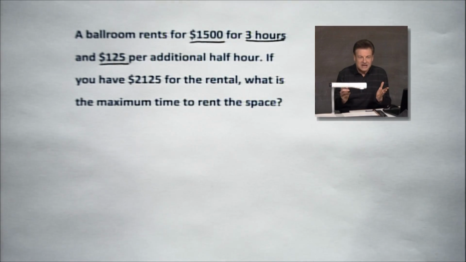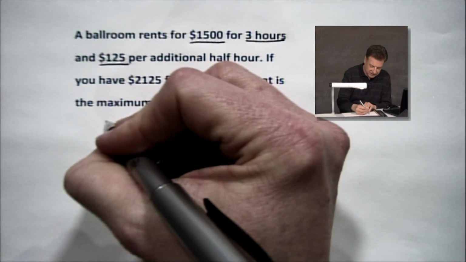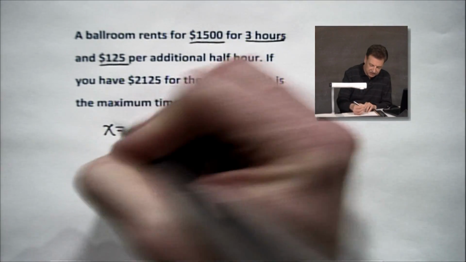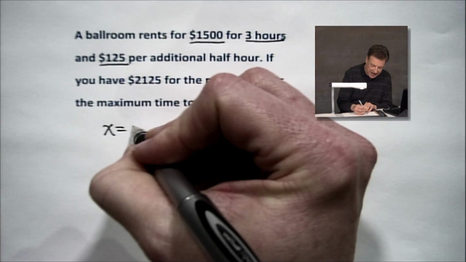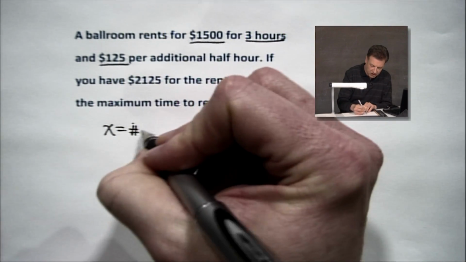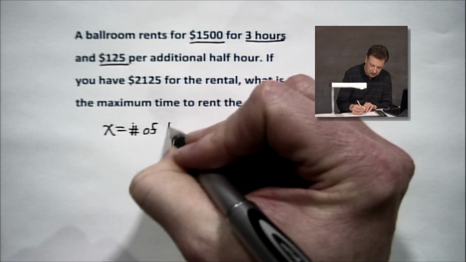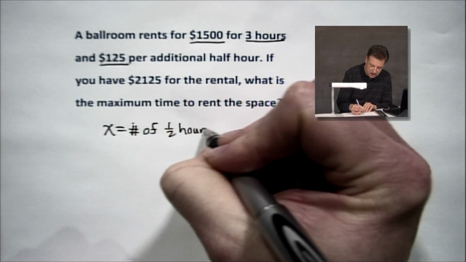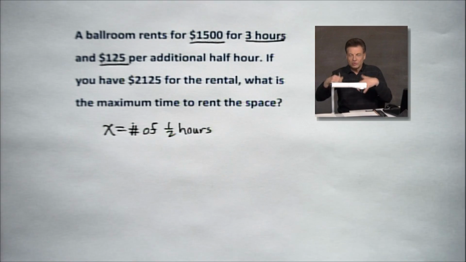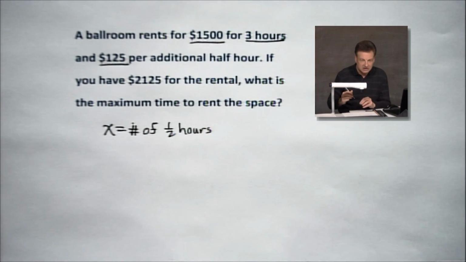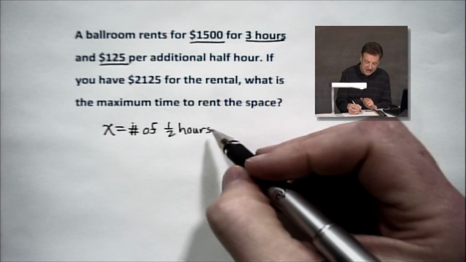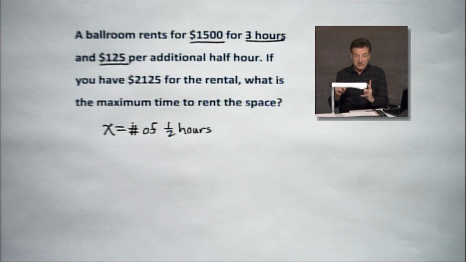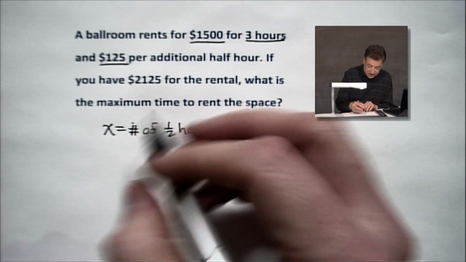First of all, time. I'm going to go with our missing value. We're going to call X the missing amount, and it's going to be the number of half-hour periods, okay? Because I'm not sure this is going to come out to a nice even 2, 3, 4 hours. It may have a half on it. So the number of half hours you're going to have to rent, and of course that's at $125 each. So let's put this thing together.